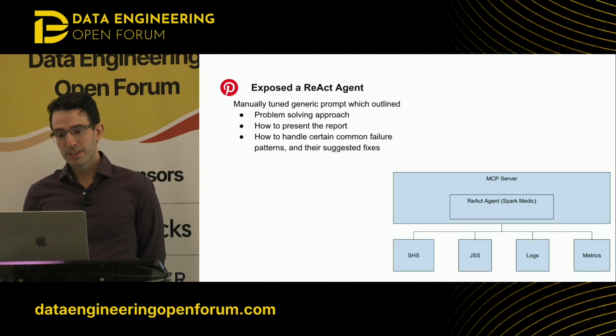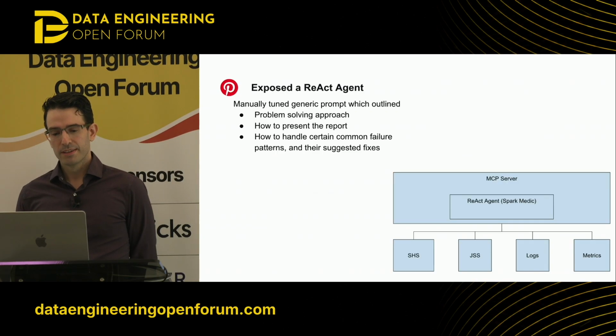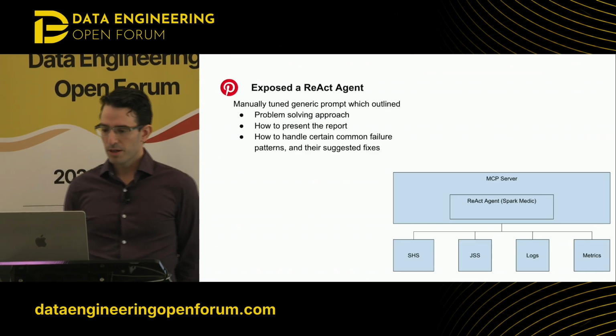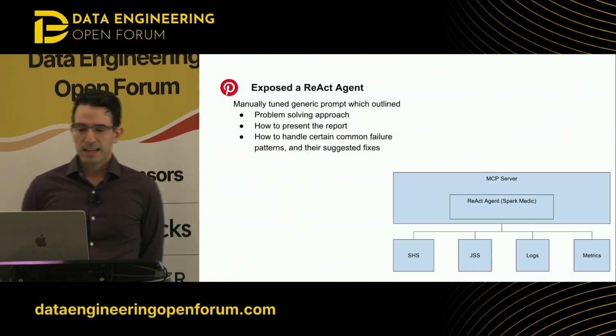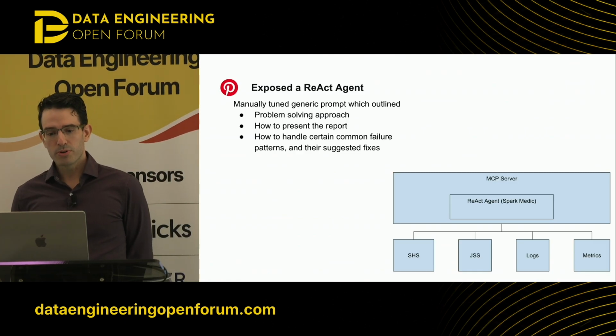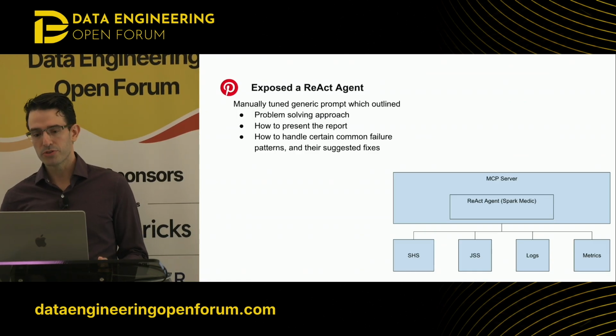We extended this prototype by creating a single reasoning and acting agent, which is typically called ReAct for short. The agent was given a single prompt which embodied the problem-solving approach it would take, how to structure the response as a report, and the specific examples on common failure patterns. At this point, we had enough capabilities to start trialing the solution with our beta users.